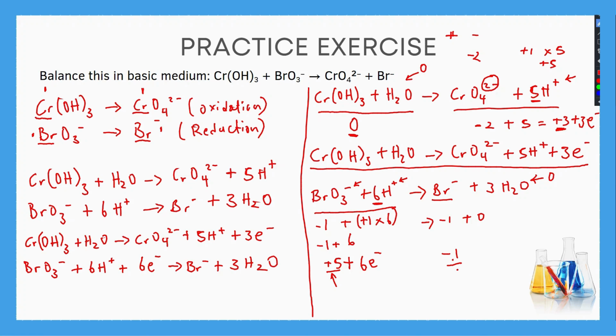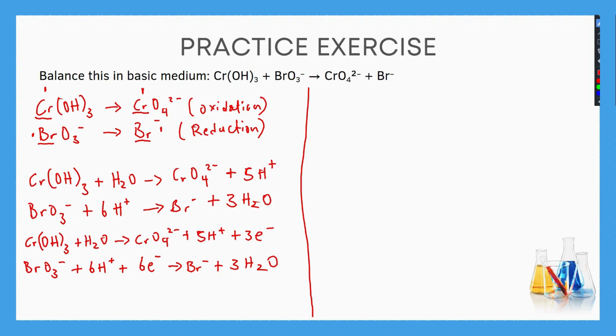Now the next thing to do is to make sure that the electrons are equal in both equations. How do we do that? Let's move on to that step. So now we want to make sure that the electrons are equal in both reactions. On the first equation, we have 3 electrons. On the second equation, we have 6 electrons. So in order to make them equal, we'll just simply multiply this equation by 2. And then we'll leave this one just the way it is, because we want to make sure that there are an equal number of electrons in both equations.